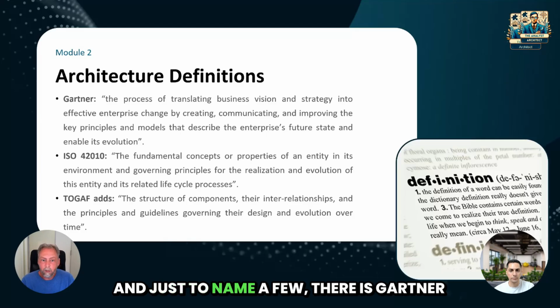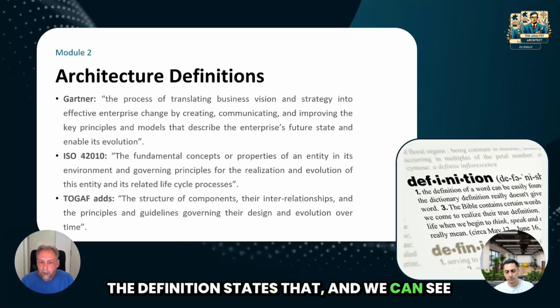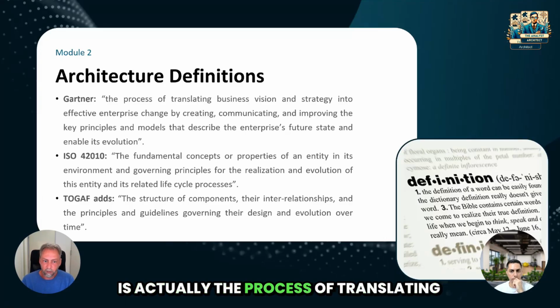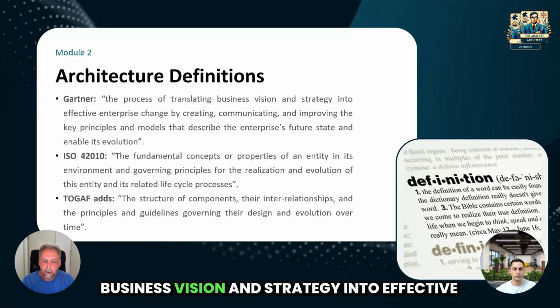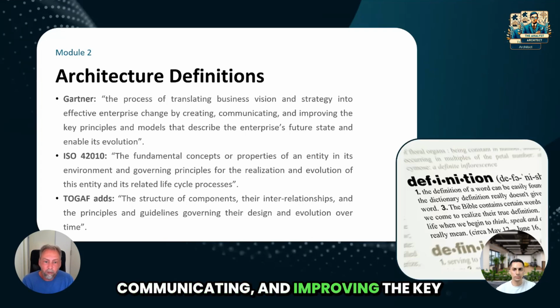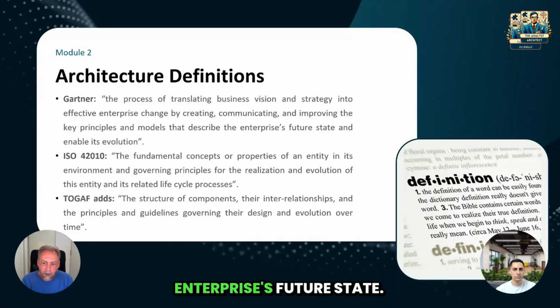And just to name a few, there is Gartner for one. The definition states that, and we can see it here on the screen, enterprise architecture is actually the process of translating business vision and strategy into effective enterprise change by creating, communicating, and improving key principles and models that describe the enterprise's future state and enable its evolution.